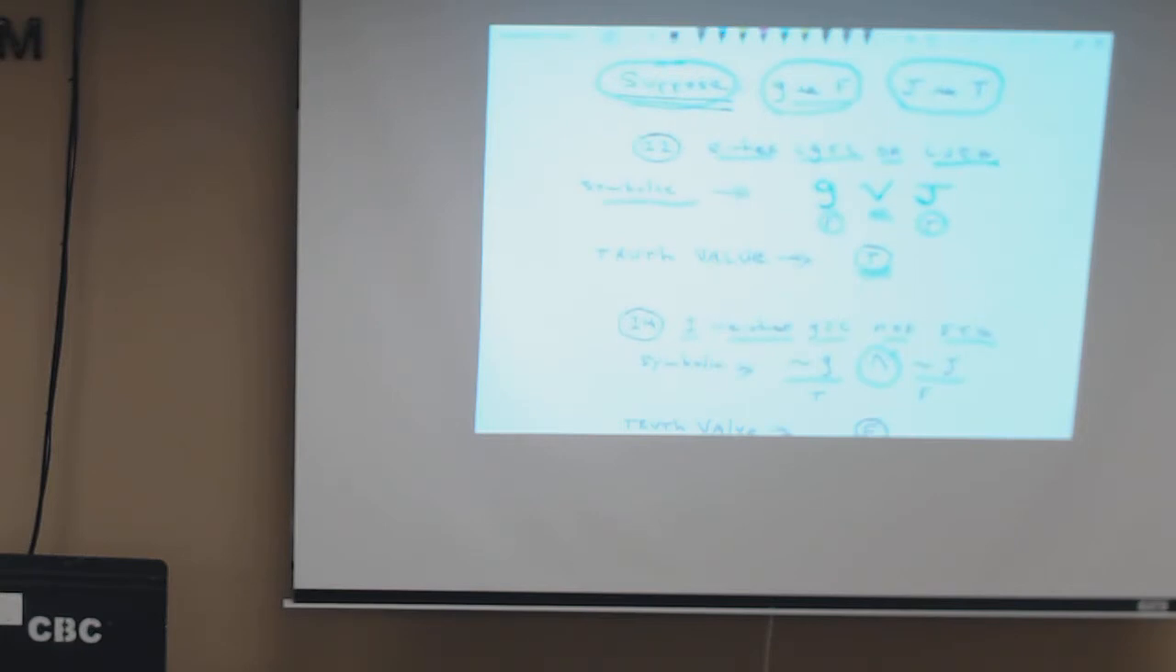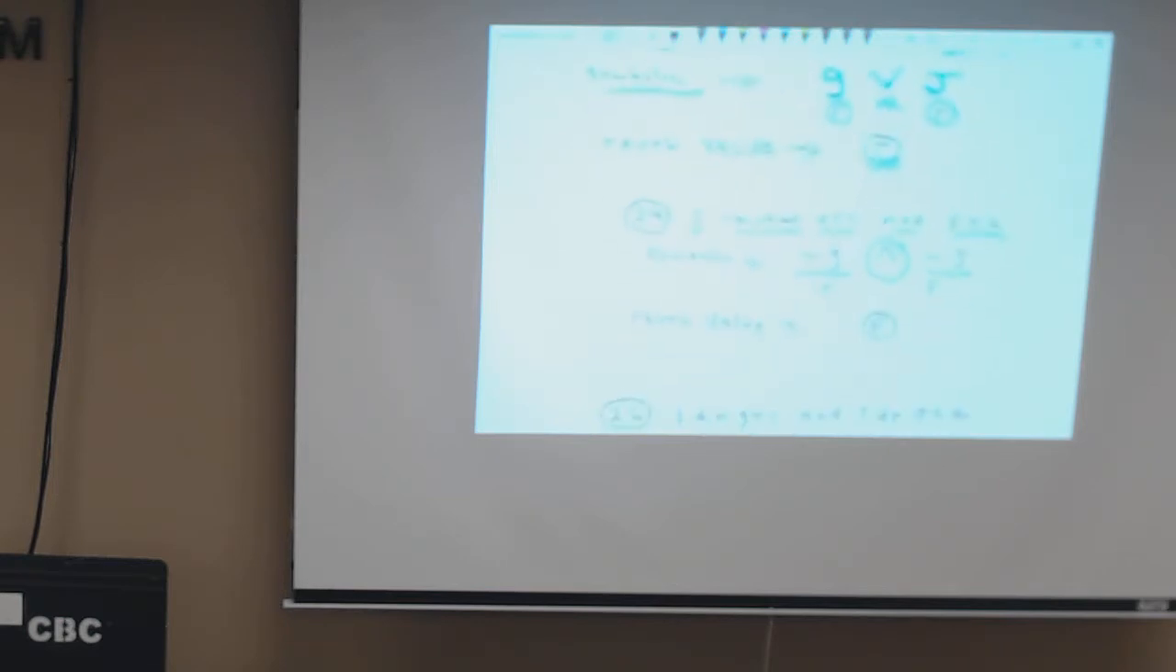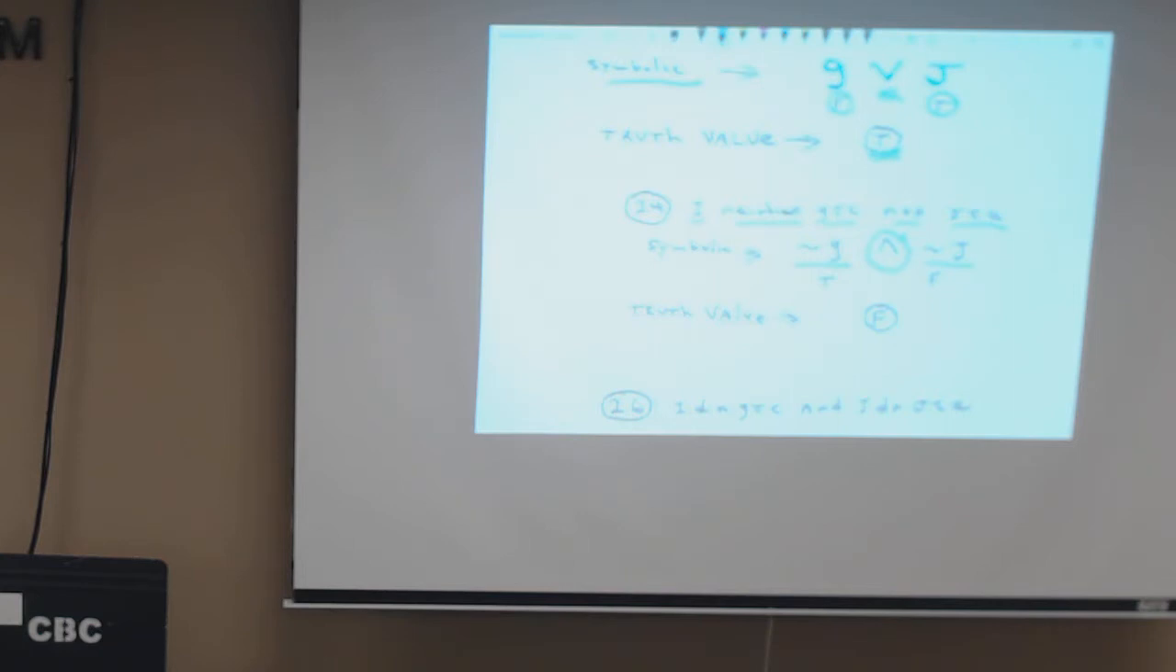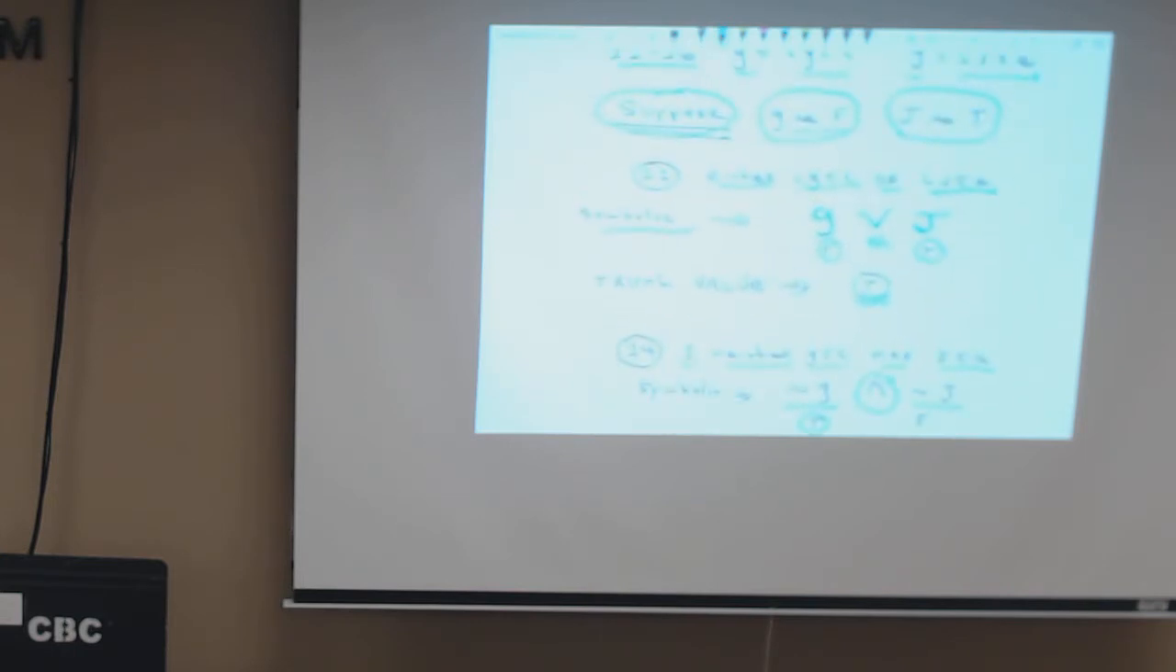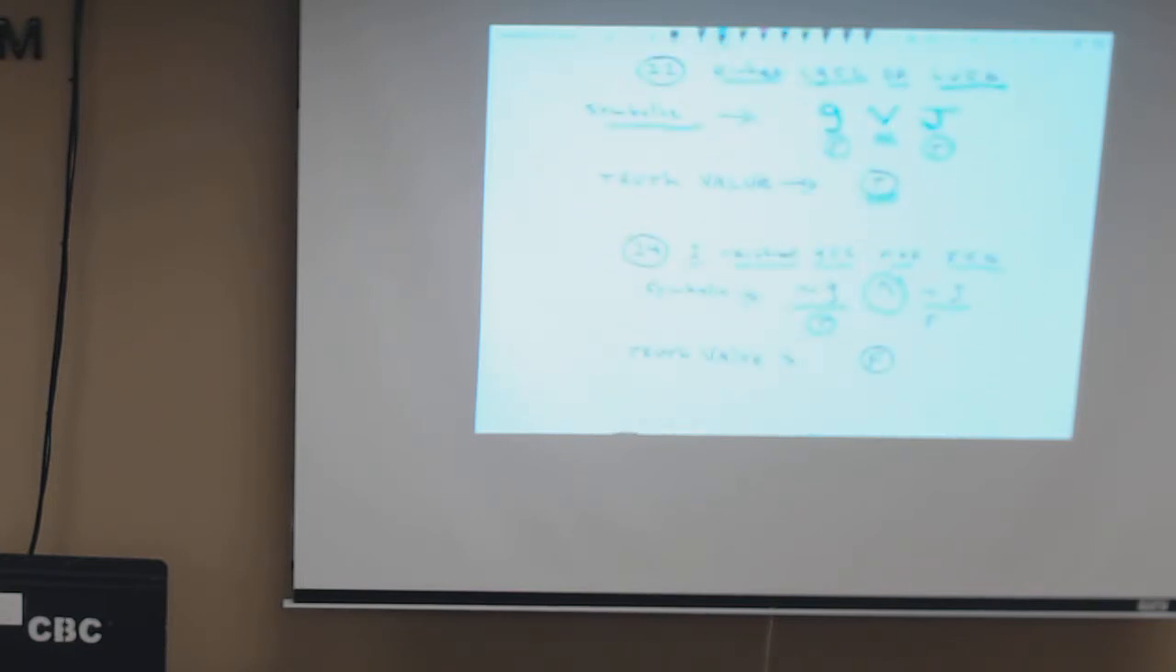Suppose, are we still using that? Yeah? Suppose that G is false. If G is false, then what is not G? True. If J is true, what is not J? False. Here's and with a true on one side and a false on the other. What's the truth value of that and statement? False. Everybody see that?